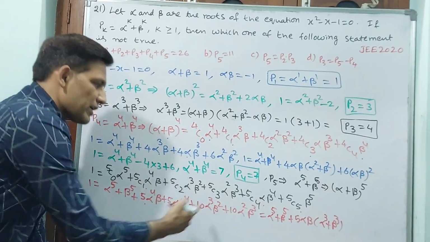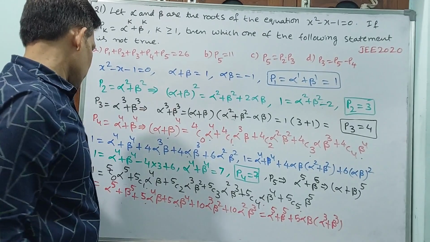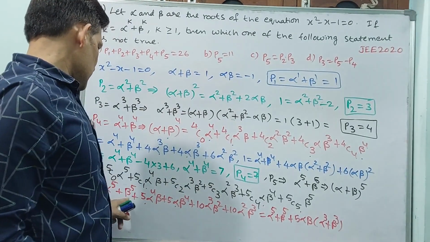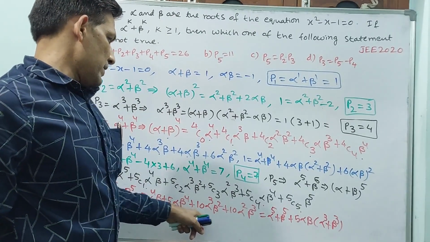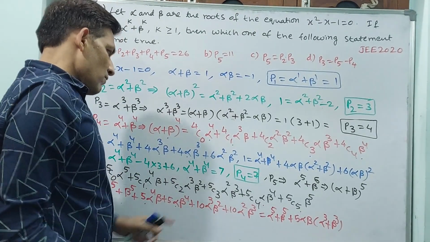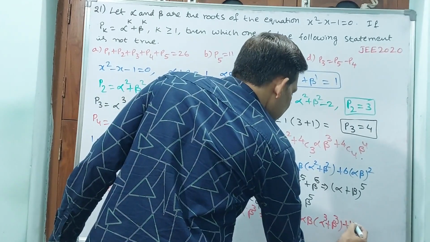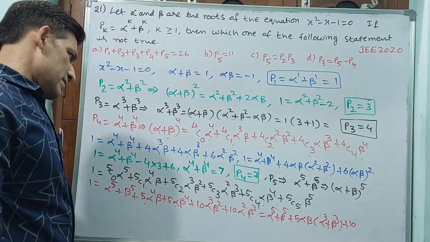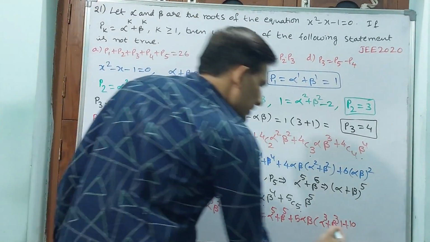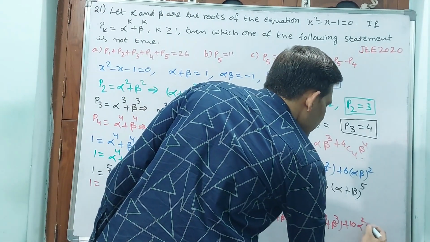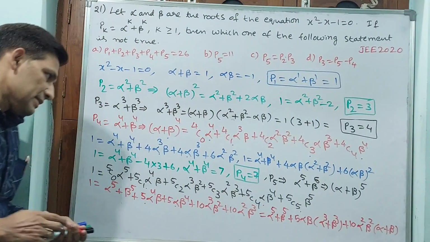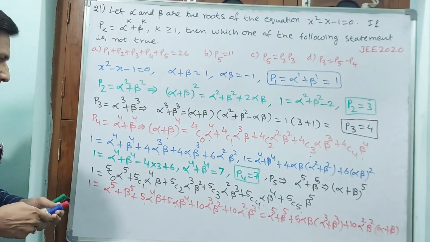Now for this also 10 you have to take common. Total 1, 2, 3, 4, 5, 6 terms. Plus 10 you take common. Here also alpha square beta square you take common. Alpha square beta square if you take common, alpha plus beta. Okay, now proceed.